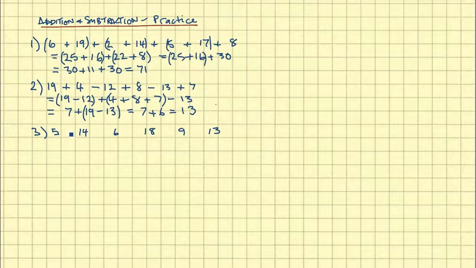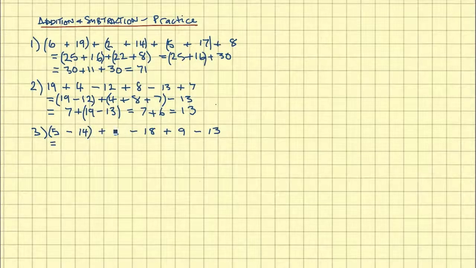9 and 13. Okay, so there's our random numbers, and to get us into the negative we're going to subtract first this time, then add, then subtract, then add, and then subtract. Right, now pause the video if you want to give that a go.